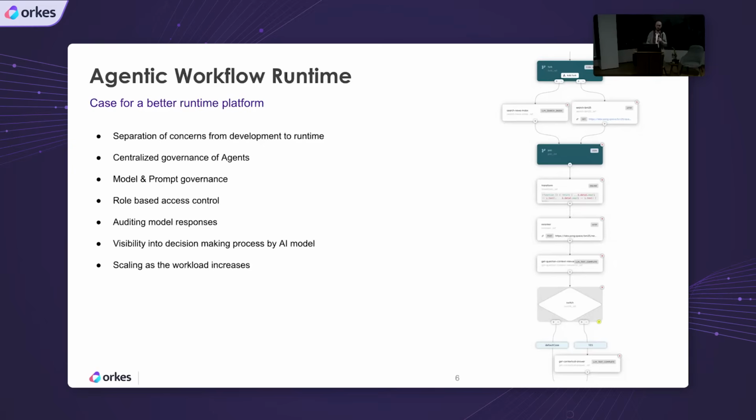Auditing model responses is super useful, and again, it is useful in the scope of AI models and AI agents, because so much of what we are doing is input and output, and a workflow orchestration tool really is going to help you centralize where that input and output lives so that you can audit over time the different evolutions, the different processes that are running within your environment. Visibility into decision making, right? We talked on a previous slide about observability. You get to see where things are going, who's doing what. And finally, scaling as the workload increases.